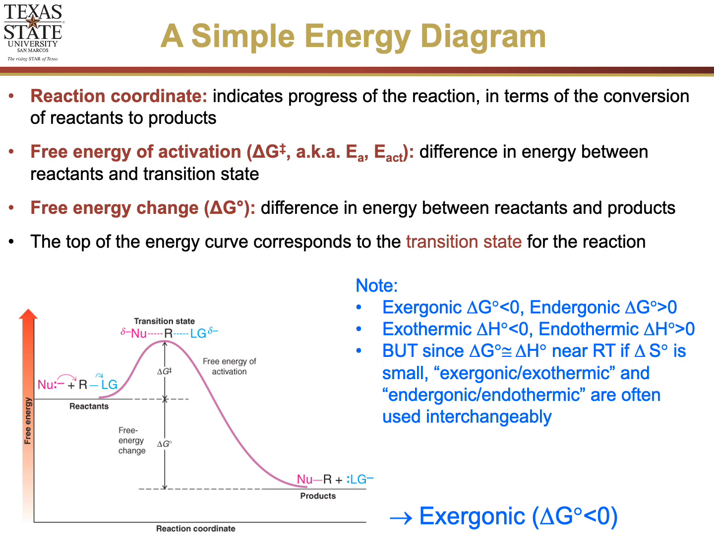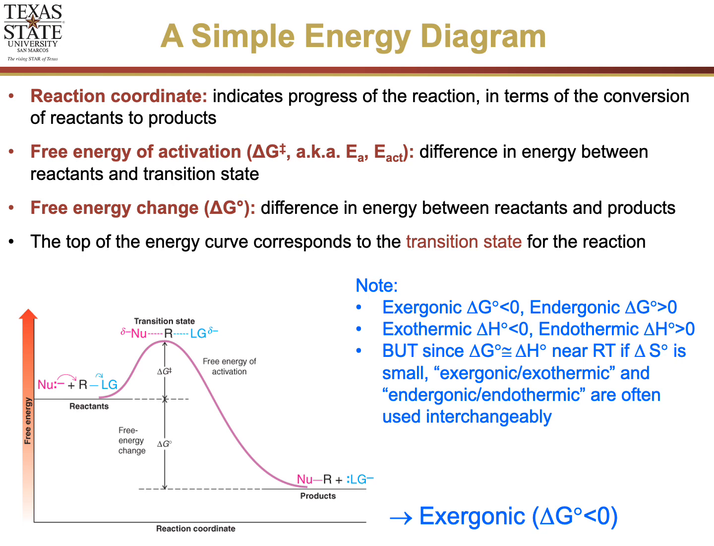So the x-axis is the reaction coordinate. It indicates the progress of the reaction in terms of the conversion of reactants to products. The free energy of activation, or activation energy, is the difference between the energy of the reactants and the transition state. The free energy change is the total energy difference between the reactants and the products, and the top of the energy corresponds to that transition state for the reaction.